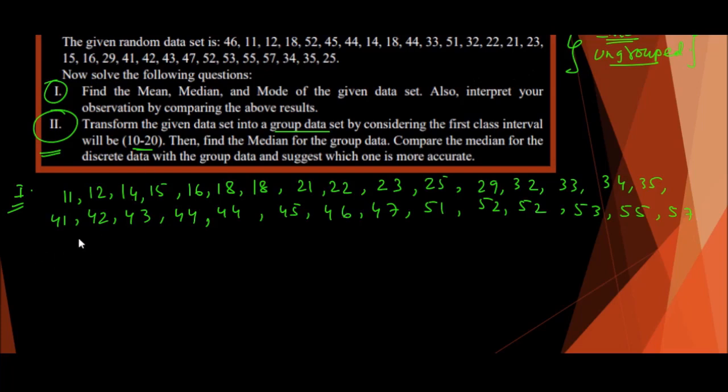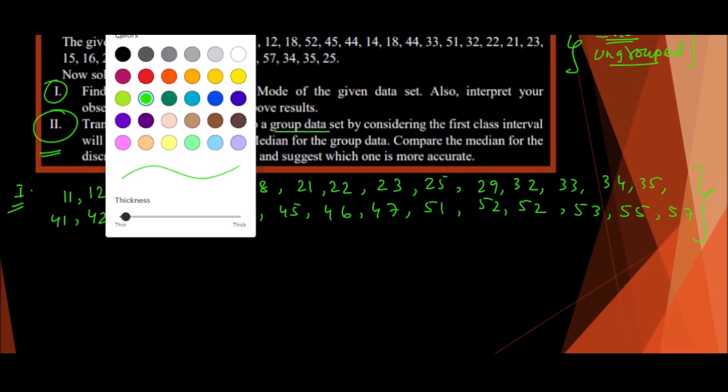So how to find the mean? This sorting, why have we done it? To find which quantity? To find the median. Now the mean we need to find first. How to find the mean?